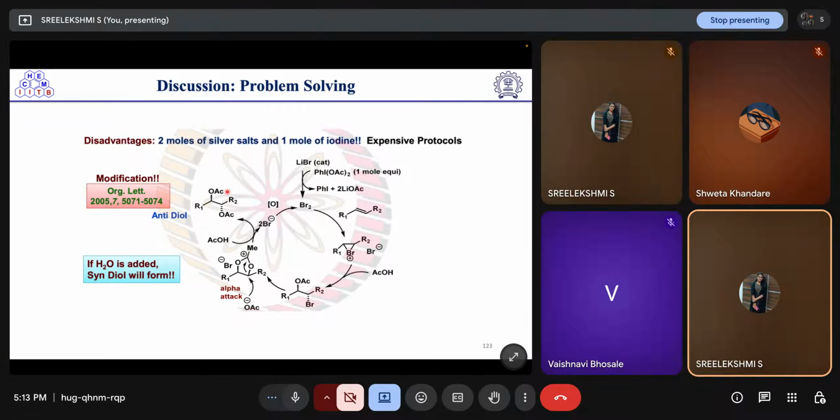So this is a modification to the Provost and Woodward condition where we don't have to use expensive silver and iodine. Instead, we can use phenyl diacetate, that is PIDA, phenyl iododiacetate, and catalytic amount of LiBr. So that will in situ generate bromine. That bromine can be used to form bromonium ion on the alkene, and then the same mechanism as that of the Provost reaction will follow to give anti diol, and if water is there we will be getting syn diol. So this is a modification of that reaction.